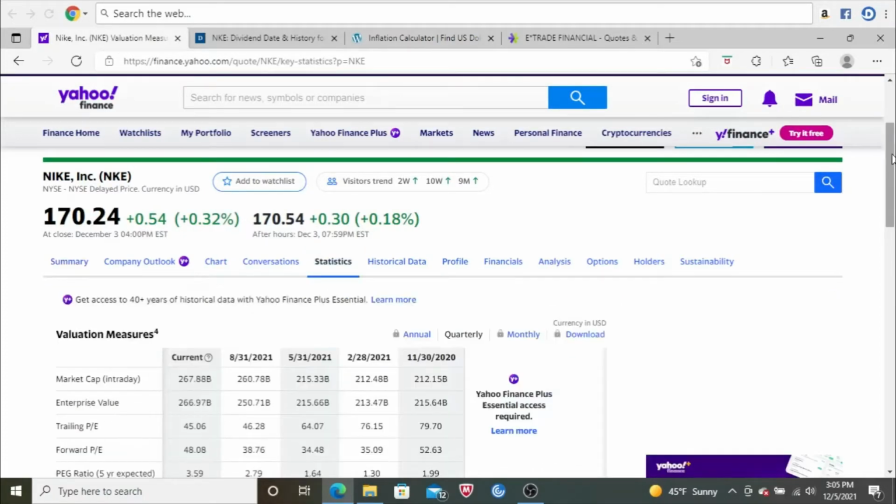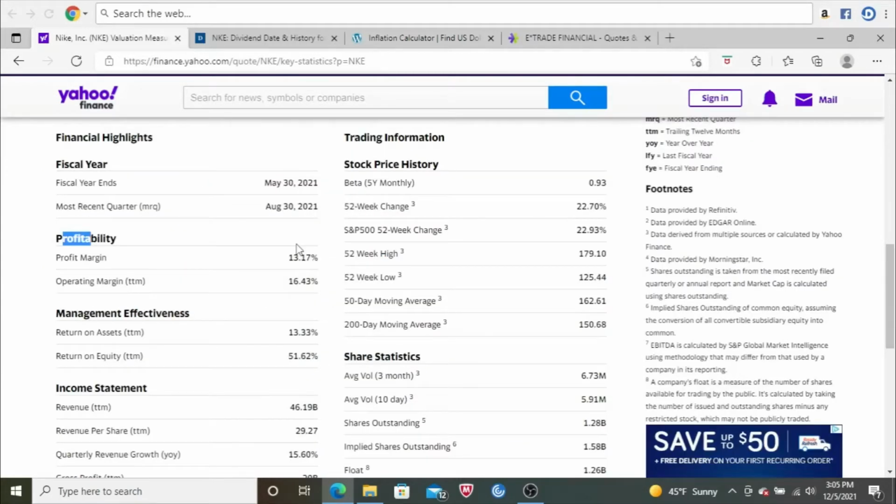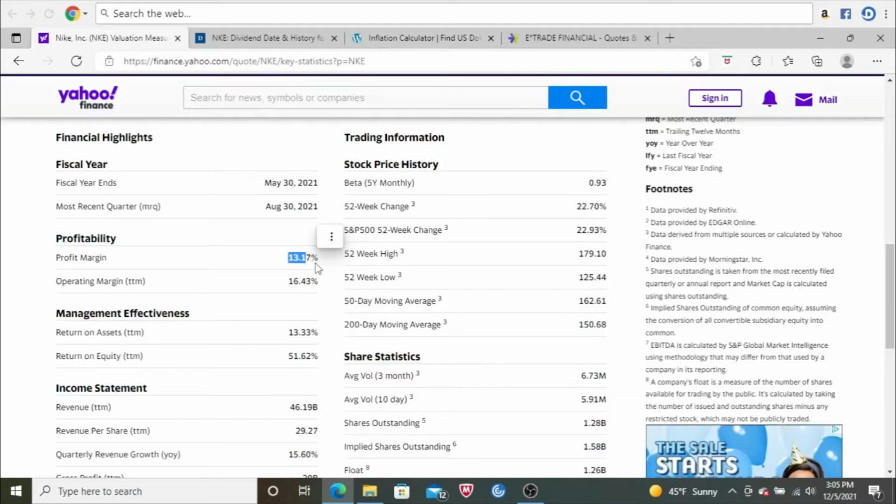The next thing I look for is coming back to Yahoo Finance and clicking statistics. Scroll down. I want to make sure a company is profitable. And you can see here profitability, you've got profit margin, operating margin. Both these percentages are very healthy looking. They're both positive. That's the main thing I'm looking for, at least a positive percentage. Higher is always better, but definitely a good solid profit margin and operating margin here. This profit margin is telling me that for every $100 in revenue Nike brings in, they got $13.17 left over after paying the bills.